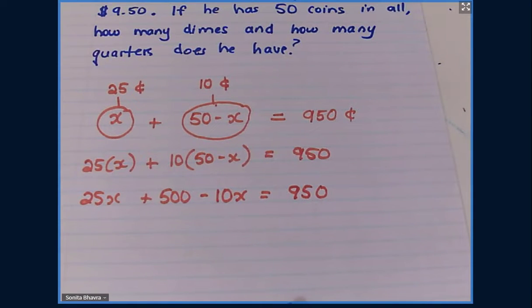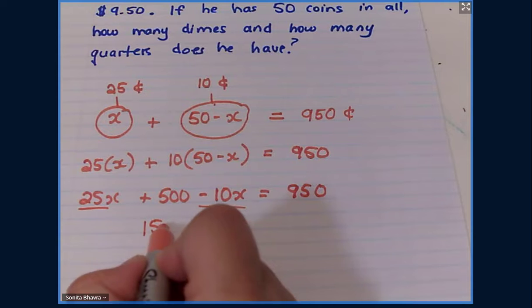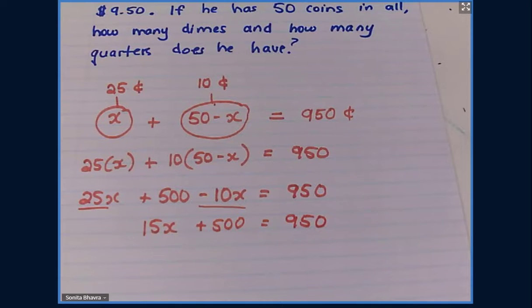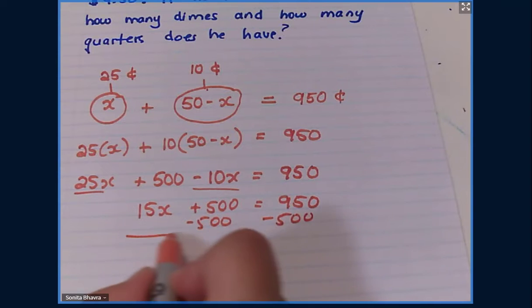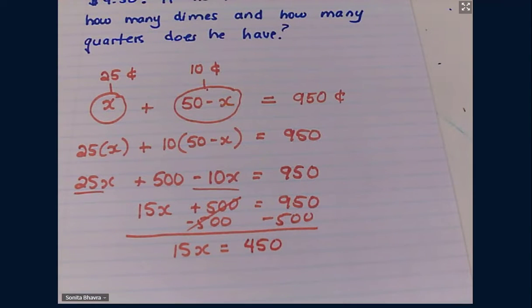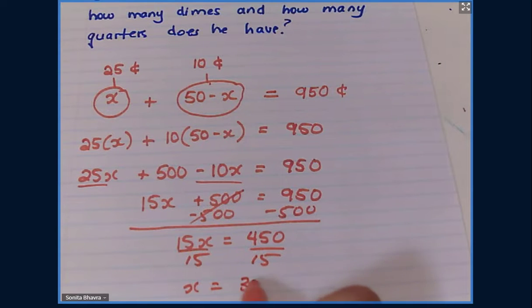Okay, so on our left-hand side, let's collect our like terms. We have a 25x and a minus 10x. So 25 minus 10 gives me 15x plus 500 equals 950. And then we'll subtract the 500 on both sides, and that gives me 15x is equal to 450. All right, and then we'll divide by 15 on both sides, and then x is equal to 30.